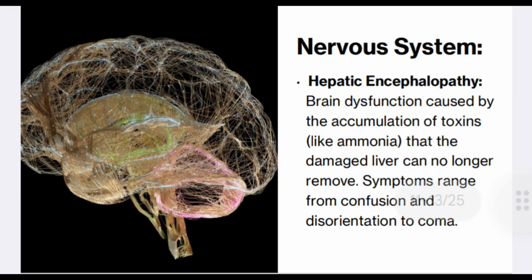Encephalopathy affects your central nervous system and how you think, feel, and act. Symptoms can range from confusion and disorientation to erratic behavior and personality changes to coma. It can get better with treatment, but it can be life threatening without treatment.